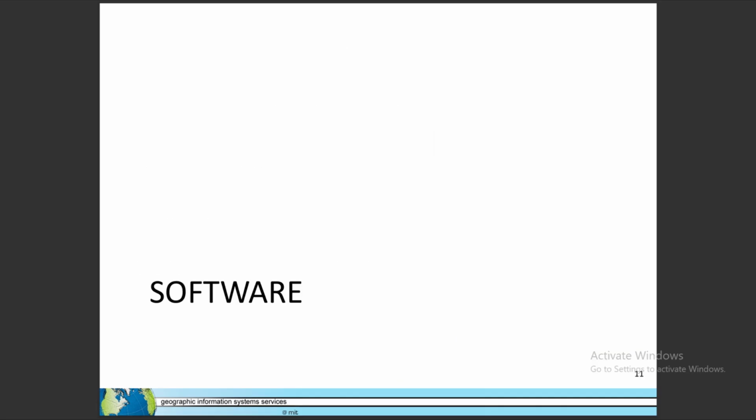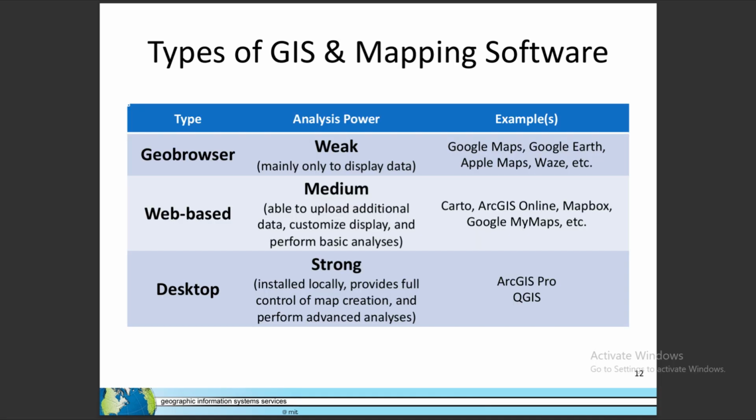All right, let's move into our second section, software. Now that we understand what GIS is conceptually, let's talk about the tools you'll actually use to do GIS. The software landscape for GIS is broad. There are tools designed for different levels of expertise, different use cases, and different budgets. Let's break it down. We can organize GIS and mapping software into three major categories based on their analysis power: geobrowsers, web-based tools, and desktop GIS.